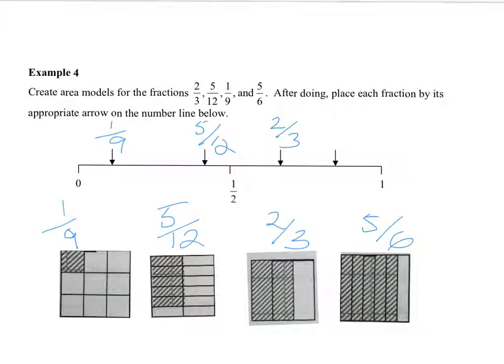Obviously, our last one is going to be 5/6, but you can see that it's nearly a whole one, but not quite, because this last slice, if you will, is not filled in. So it's not quite 1, but it's pretty close, and that arrow is the closest one to 1. So that's how we could know that if it wasn't by elimination.